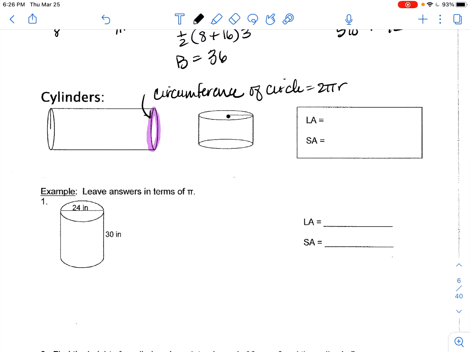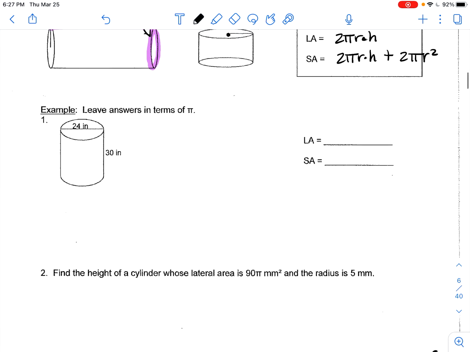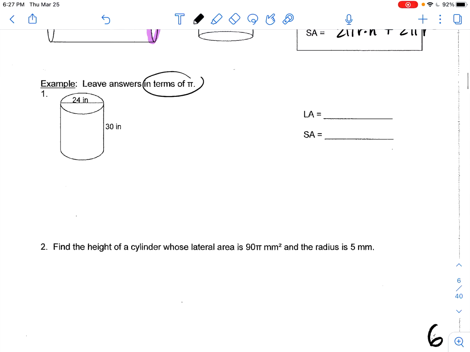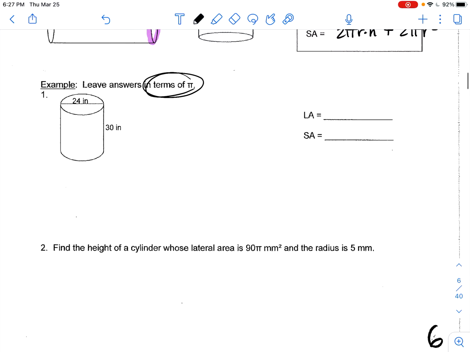is 2 pi r. If I want the lateral, then I just need to go ahead and add on the height. And so this is going to be 2 pi r times h. For the surface area, it's 2 pi r times h plus twice the bases. And in this case, our bases are circles, so that is 2 times pi r squared. All right, so here are some examples. And this time, it wants us just to leave it in terms of pi, so we don't have to get a decimal answer.